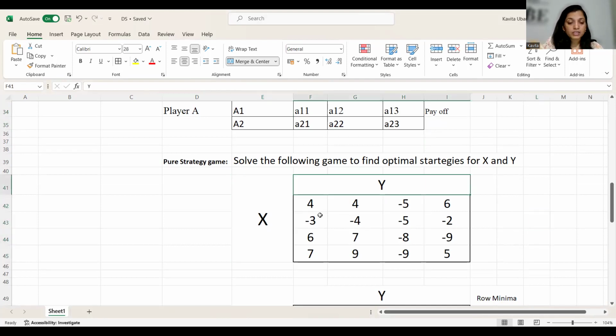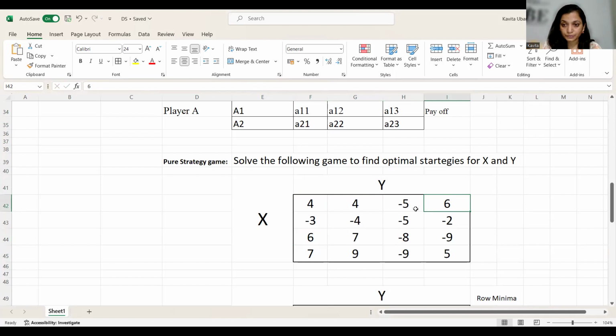X and Y are the two players, and there are strategies. For X, there are 4 strategies as 4 rows are there, and for Y, there are 4 strategies as 4 columns are there. So there is a 4 by 4 matrix, and we are going to solve this game. To solve the game, first of all, we need to calculate the saddle point of that particular matrix.